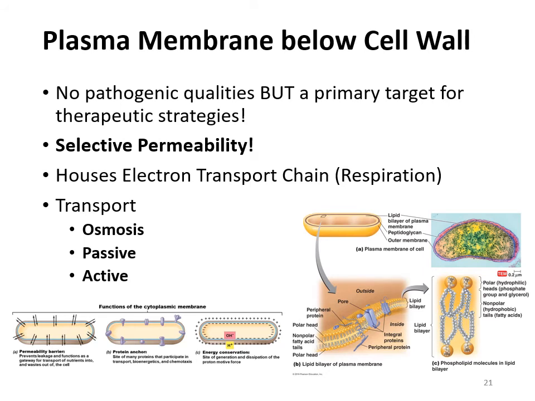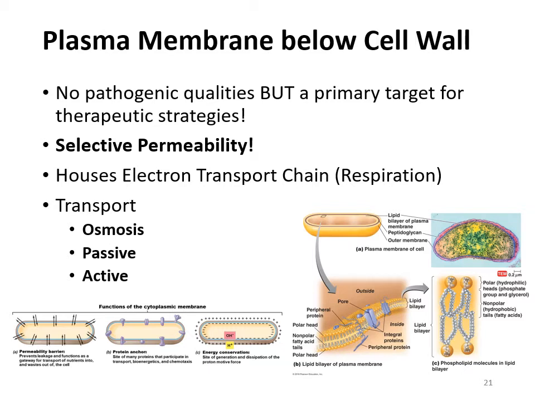Now, in addition to the cell wall, there's also the plasma membrane, which is right below the cell wall. Keep in mind, I mentioned our cells also have the plasma membrane. So even though we constantly hear that the plasma membrane has no pathogenic qualities but may be a target for therapeutic strategies, make sure to write next to that it's not a good target, that usually we do not want to target the plasma membrane because we can hurt the patient as well.